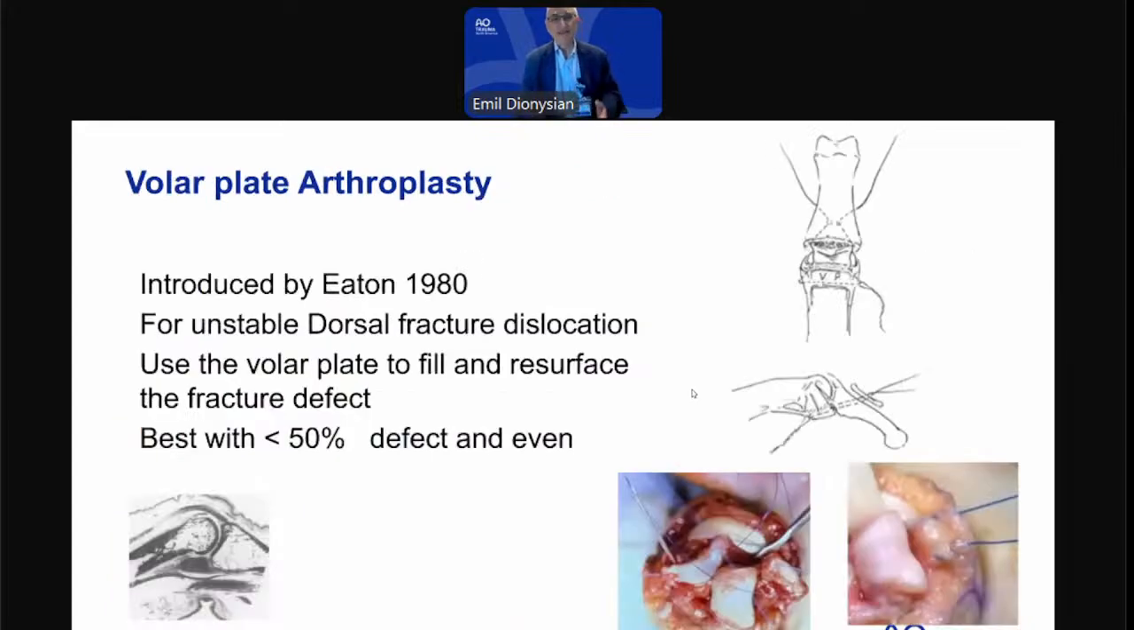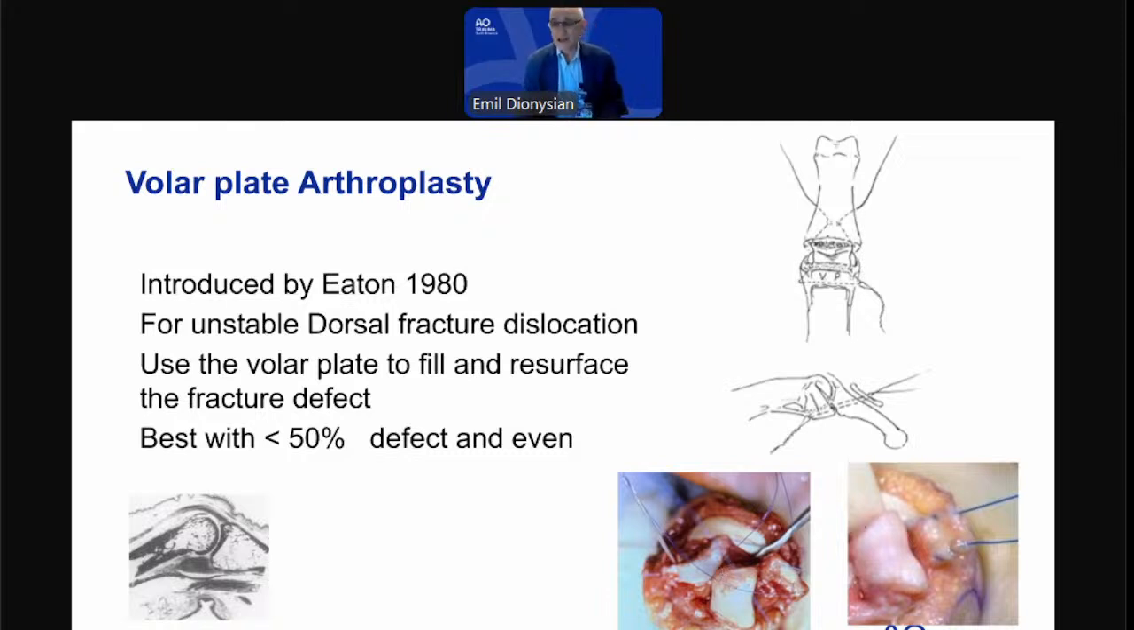And then, of course, there's the volar arthroplasty. In 1980, Dr. Eaton presented this with some cases where they showed that by advancing the thick volar plate, as you see in this picture, the volar plate is pretty thick, cartilaginous, and that can be taken off and then advanced into the defect to allow both a buttress from going further up and also resurface the cartilage. Sometimes there's actually damage in the cartilage that having the volar plate helps.